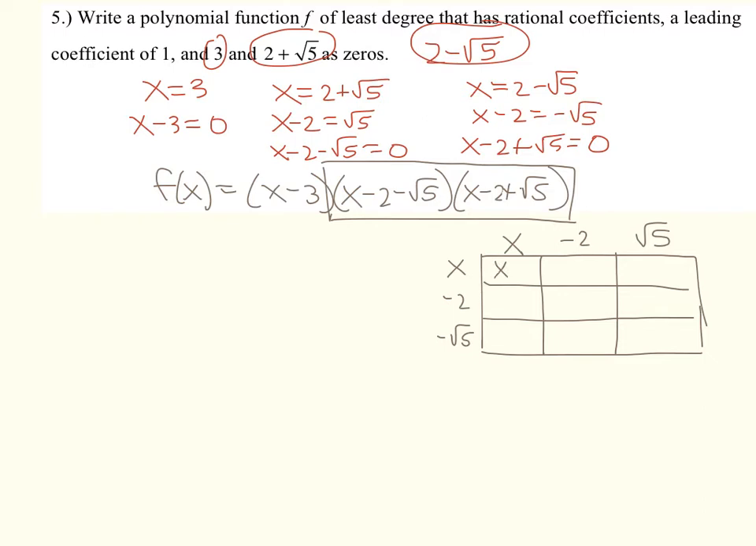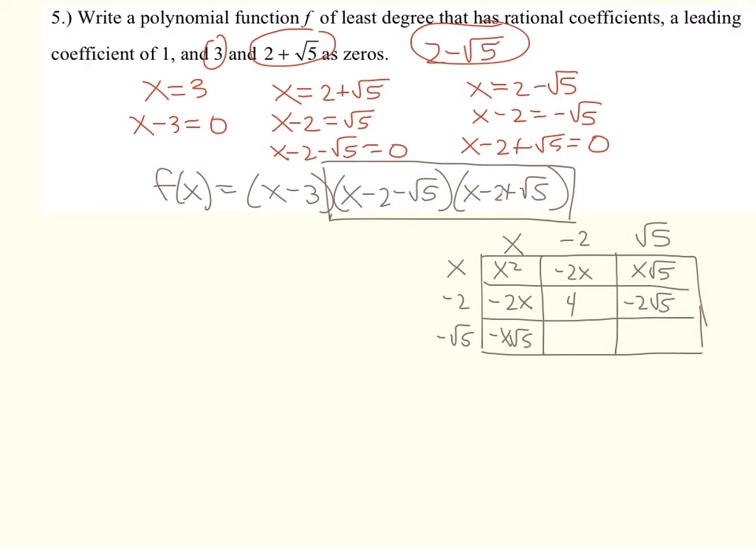So x times x is x squared. X times negative 2 is negative 2x. X times the square root of 5 is x square root of 5. Negative 2 times x is negative 2x. Negative 2 times negative 2 is positive 4. Negative 2 times the square root of 5 is negative 2 root 5. I can't actually multiply the 2 and the 5 because the negative 2 is not under a square root and the 5 is. X times negative square root of 5 would just be negative x square root of 5.